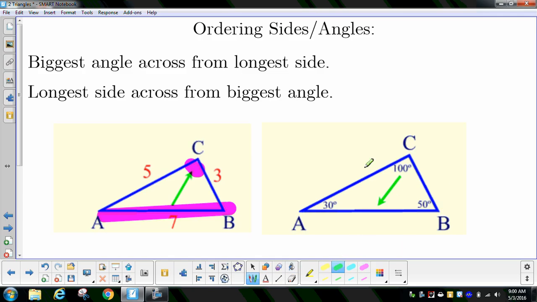On the flip side, if we know all the angles, here we have the biggest angle. Well, that means that the longest side is across from it. So since C is the biggest angle in this triangle, side AB is the longest side. So we can use that information to order side lengths and order angle measures from smallest to biggest, or biggest to smallest. Of course, you always want to make sure to be careful which order you're being asked to put them in.